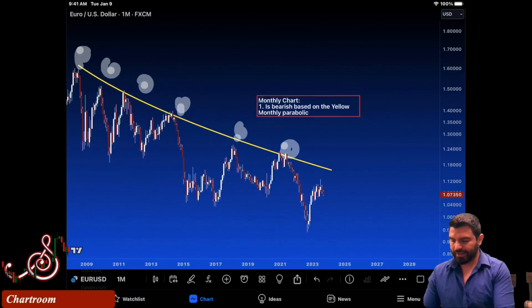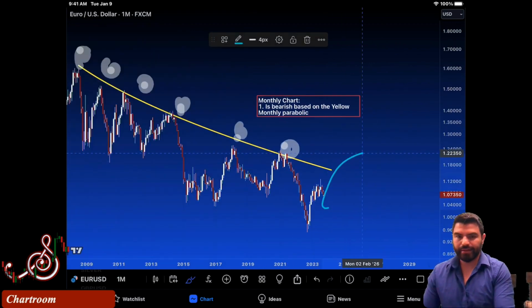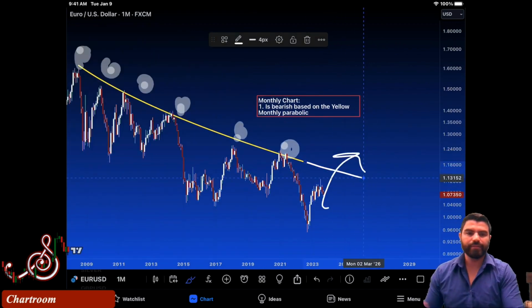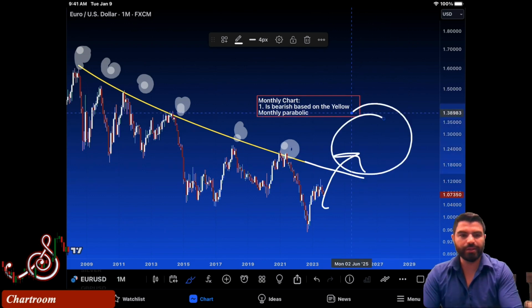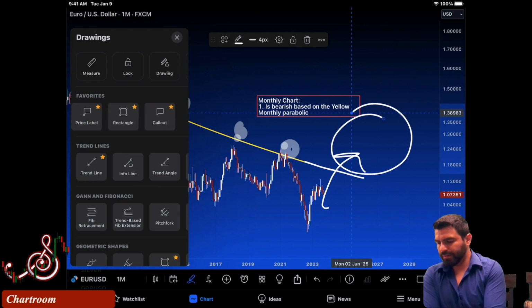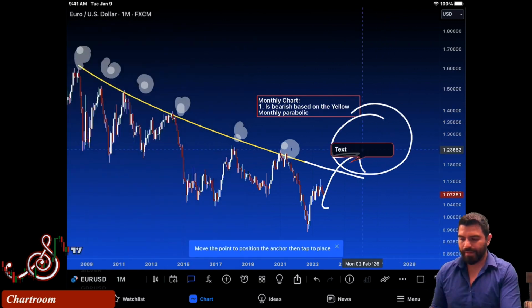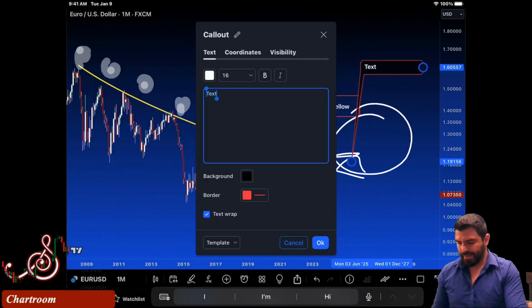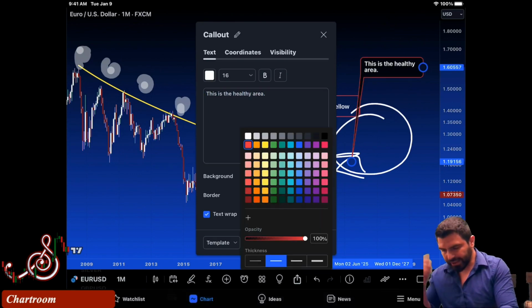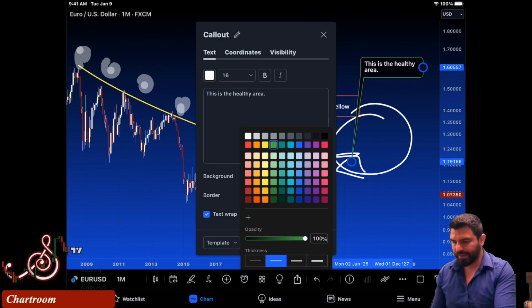When price crosses on this side of this yellow line, that's the area we want to be looking bullish on this chart. This is the healthy area. Yes. Okay, got it? I'll put this in my notes. This is the healthy area. That's when we want to start thinking change of behavior.